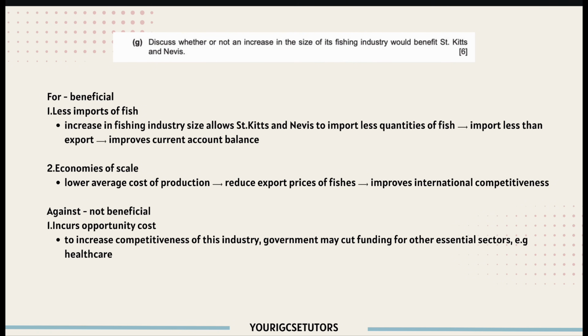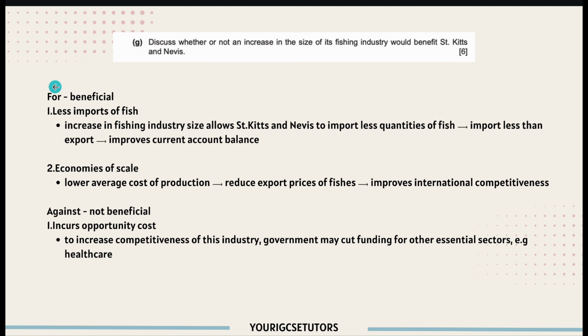Question G. Discuss whether or not an increase in the size of its fishing industry would benefit St. Kitts and Nevis. So for this kind of question, 6 marks. For the discuss question, you need to give 3 points. So it can be either 2 for, 1 against, or 1 for, 2 against. And you give 3 points and 3 explanations.